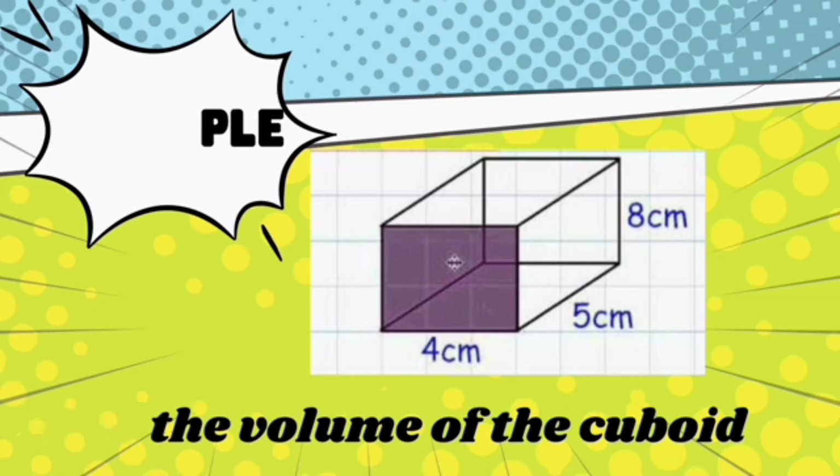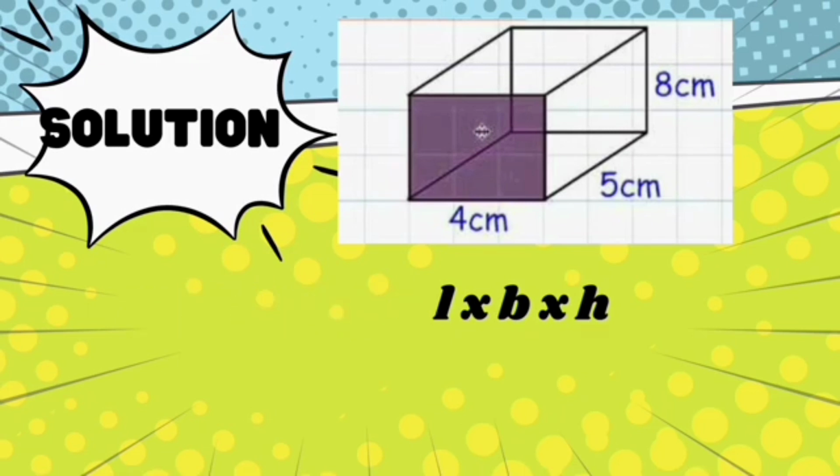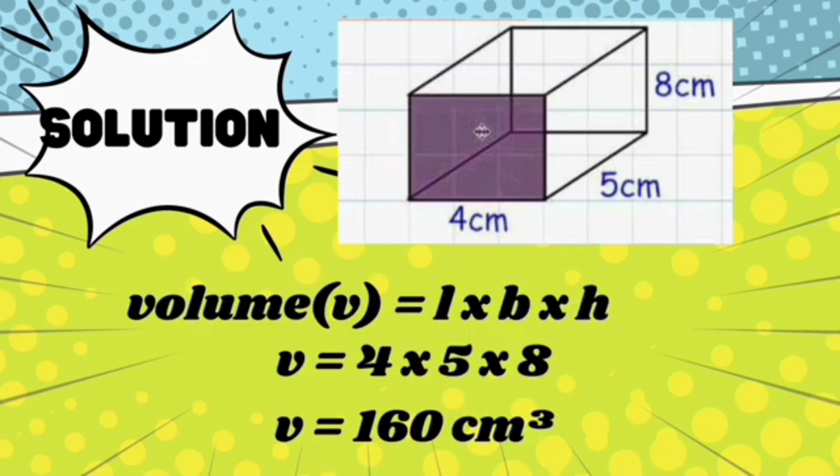Let me hear from you. Can you find the volume of this cuboid? Let's see. The volume of the cuboid is 160 centimeters cube. I hope you got that right.